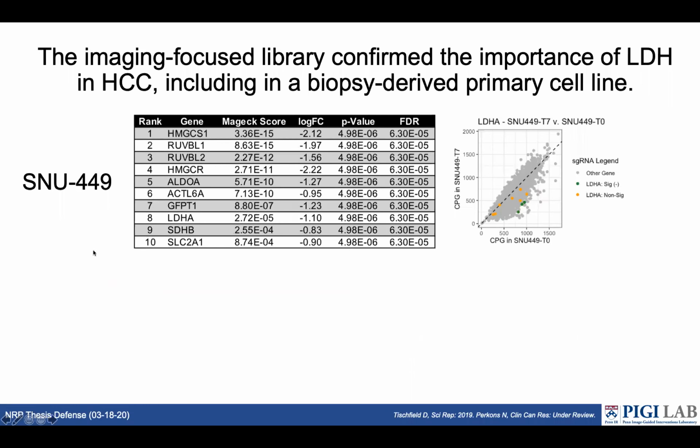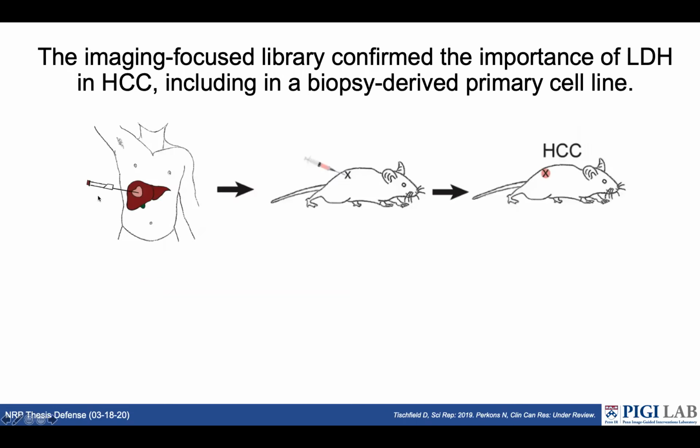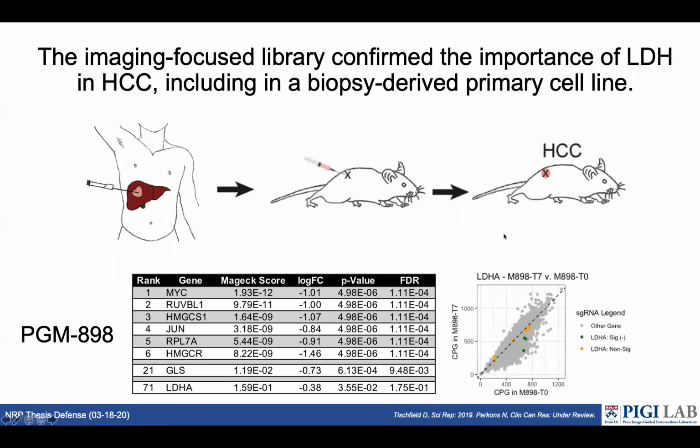And so at this point, I then went to the second approach, which was to validate these findings. And with that imaging-focused smaller library, I was able to confirm that LDH was a hit in one of the cell lines included in that broad screen, the SNU449s. And then I actually performed this screen in a cell line derived directly from a patient here at the University of Pennsylvania. So a patient at the hospital at the University of Pennsylvania had a biopsy performed, and that biopsy was injected into an immunocompromised mouse by colleagues in our lab. And that grew into a tumor, which expanded the cells, and we were able to perform the exact same screen on those cells and found again that LDH was among the significant hits in this cancer.